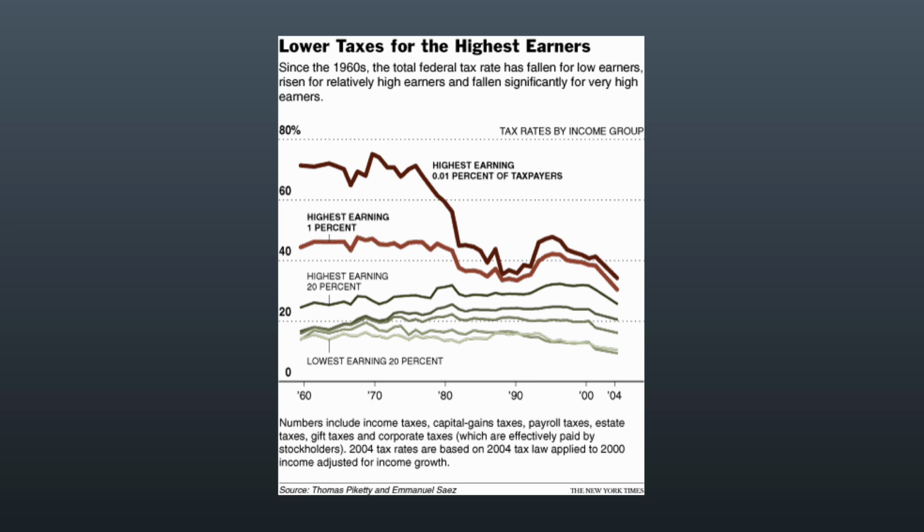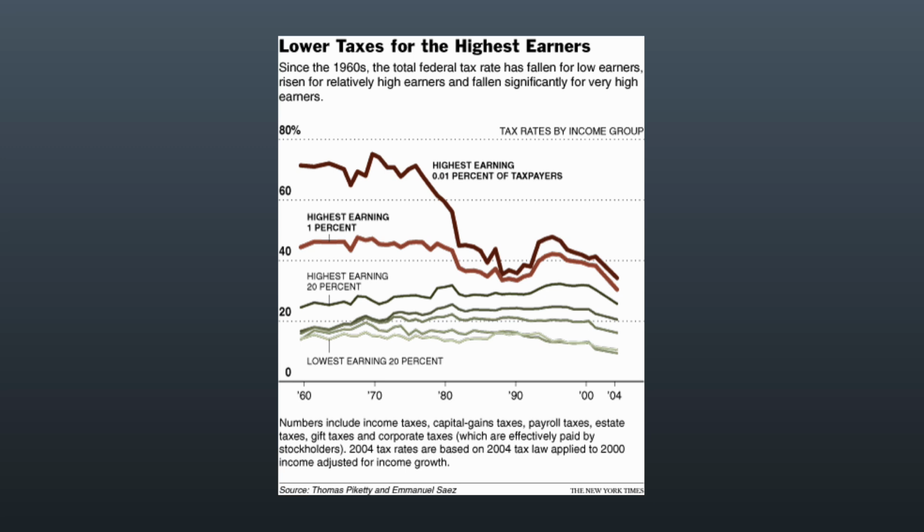And what you can see is that way back in the 1960s, if you were in the top 0.01% of taxpayers, so these are like the equivalent of billionaires today, you had a 70% marginal tax rate, which meant if you earned an extra dollar, you paid 70 cents in taxes on that dollar. Work your way down to the 1%ers, and you can see that their tax rate was in the low 40%.